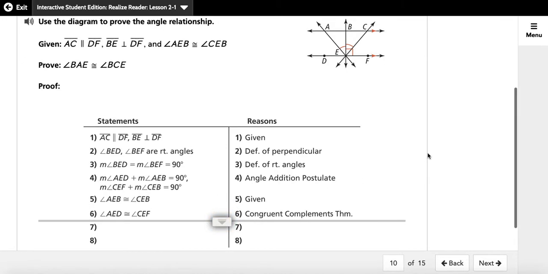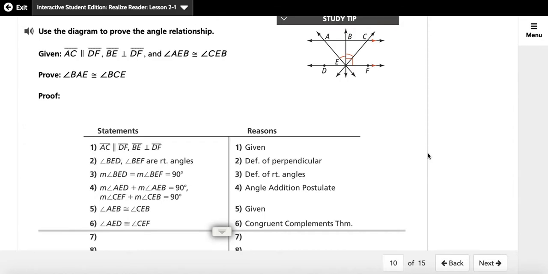The measure of AED must be congruent to CEF, congruent complements theorem. Remember, if two angles like AED and CEF are complementary to congruent angles, then they must be congruent to each other, which kind of makes sense. If these two add up to 90 and these two add up to 90, we know these two must be the same.